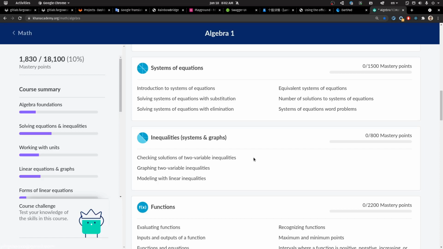Hello everyone, welcome back. Today we are going to continue our journey on the learning of mathematics. And today we are going to learn about systems of equations.